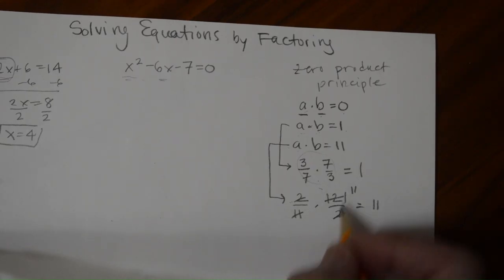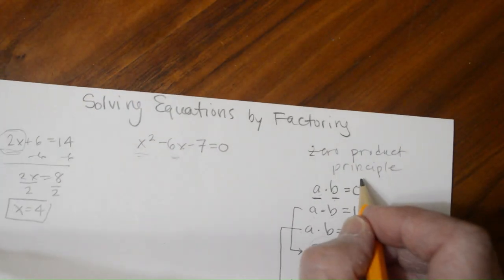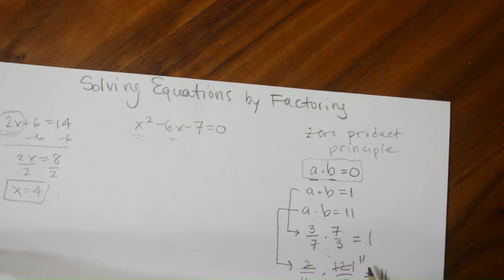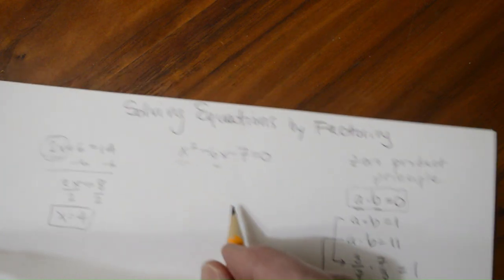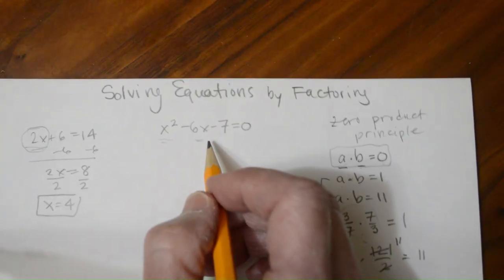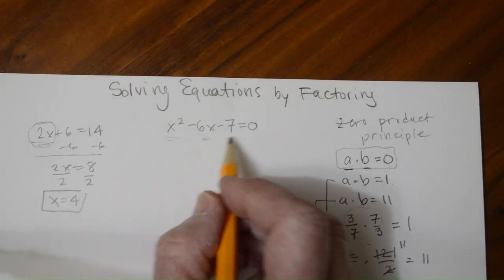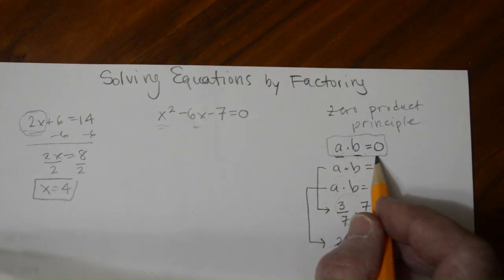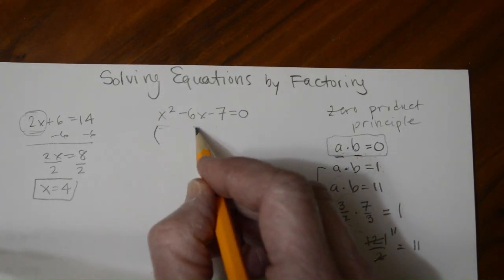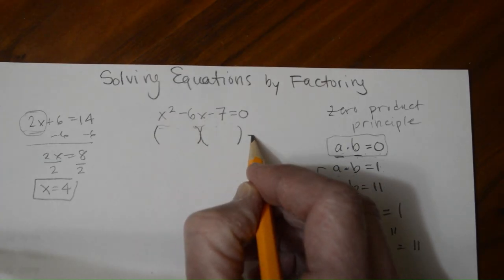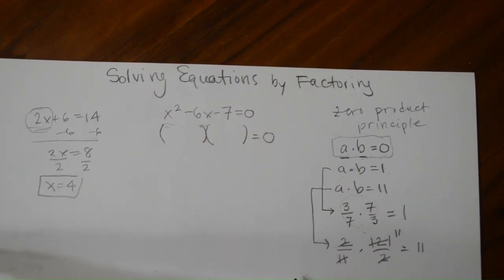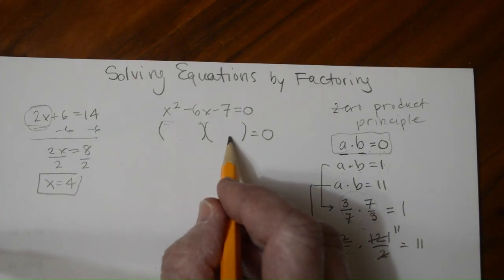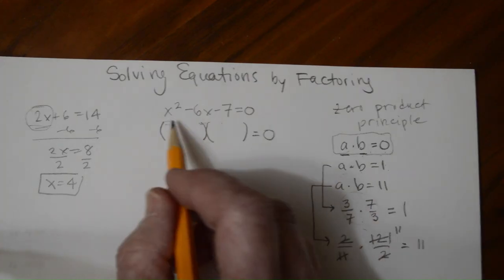So when we look at this and we say, oh, I have a product of two things equaling 0, I know things that I don't know in other equations like that. And so when we solve equations like this, where we've got x squared minus 6x minus 7 equals 0, we're going to try to use that zero product principle and write this as a product of two things that equals 0, and we'll use that to our advantage to then say, well, either this is 0 or this is 0.